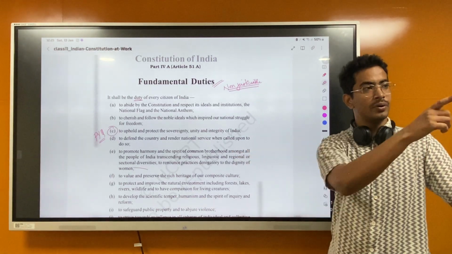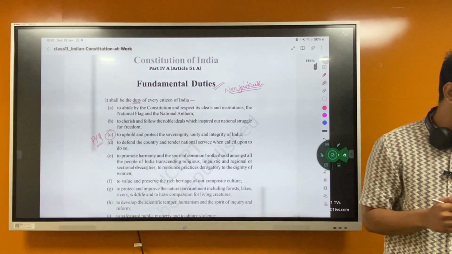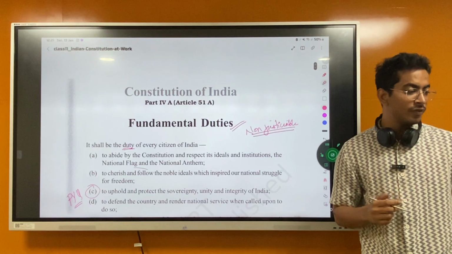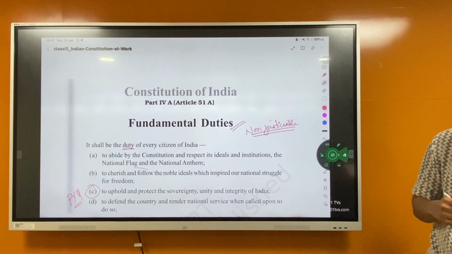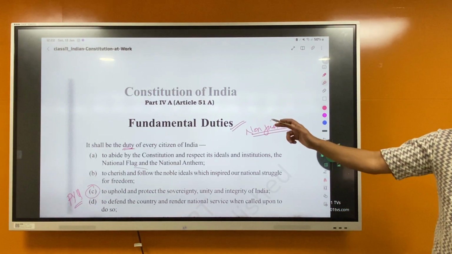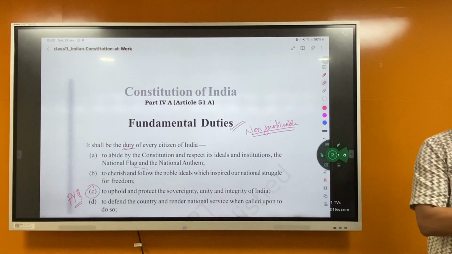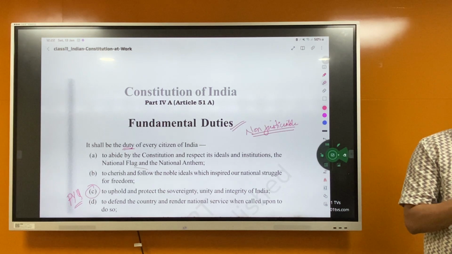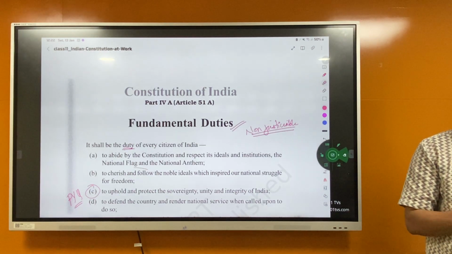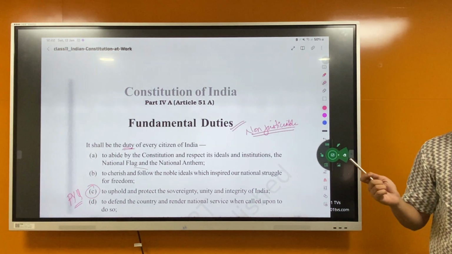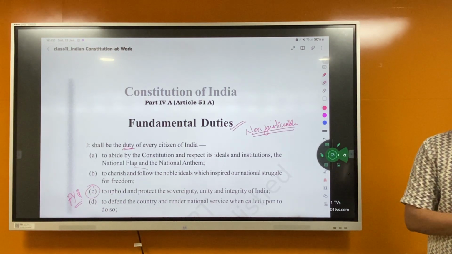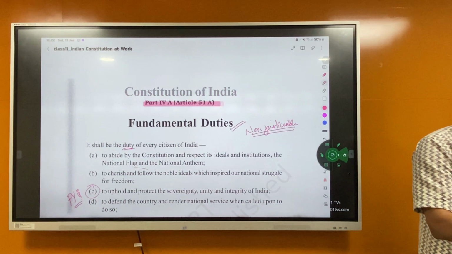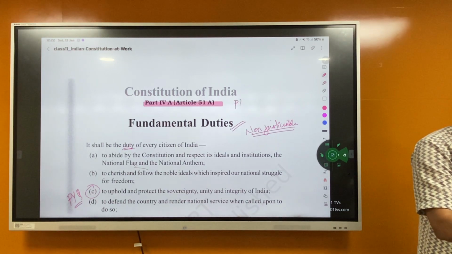Can you read it? Can you see it? It should be the duty of every citizen. No, read from the top. Constitution of India, Part 4A, Article 51. This is important for prelims. They will ask which part fundamental duty belongs to: Part 4A. And which is the article? 51. You need to remember that. Okay. This is important for prelims.